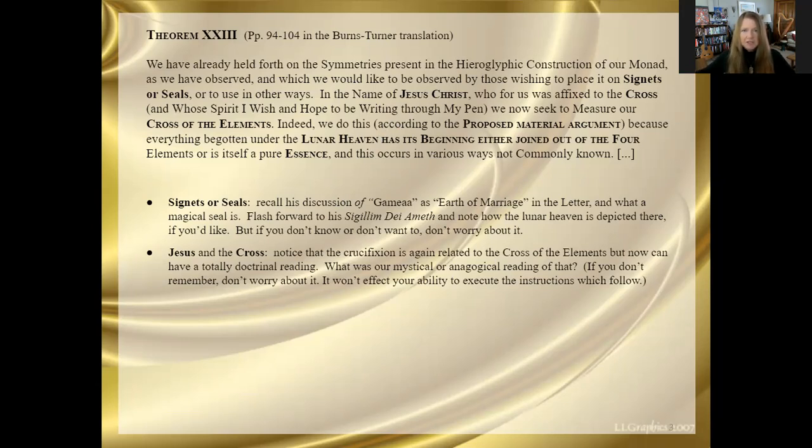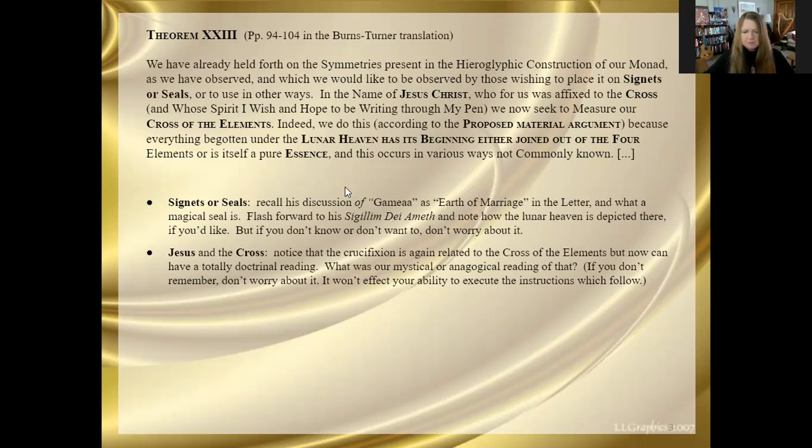They're laying out a path of the initiate, which is basically for you to have the same revelation of the afterlife that Dee had in 20, for you to become an anointed one like the Christos, and all kinds of things that he really can't say. But this sentence can mean the doctrinal understanding of the crucifixion. Now, it wasn't our mystical or anagogical reading, which I just told you, and I'm going to just toss that line in again. But if you don't know what I'm talking about here, don't worry about it. It's not going to affect your ability to follow his instructions.